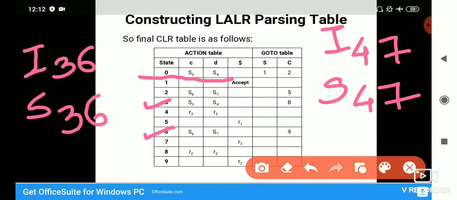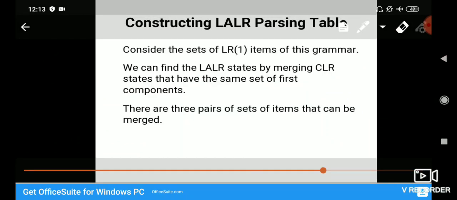Similarly, 4 and 7 will be removed and 4 will be written, and you observe that in 7 you have got R3 in the dollar column. So in 4 it will be written as R3 in the dollar column and 4 will become 47. Similarly, I8 and 9: I will remove the 9th row and write I8 9, and this R2 of 9 will be placed in the dollar column of 8 9 as R2. So these are some changes that we will do. We will see these changes in the table.